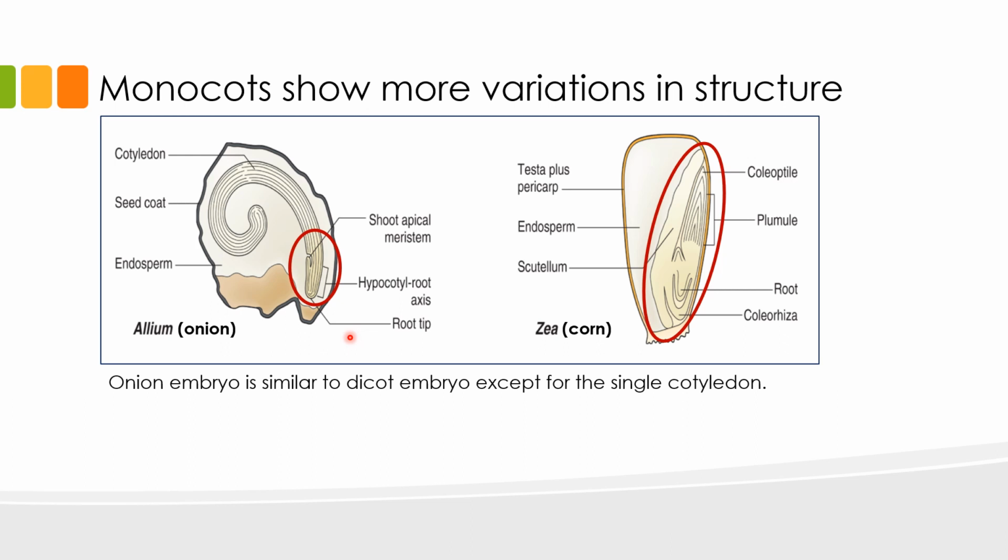Now the onion embryo is almost similar to the dicot embryo in having an embryonic shoot, stem, and root, but it differs to a dicot embryo in having only a single cotyledon, and that is the structure that you see here. To the right, we have an embryo composed of a plumule encased in a coleoptile and a root encased in coleorhiza. Additionally, the single cotyledon has been modified to form the scutellum, which is the structure that you see here. The scutellum is an absorptive organ that lies adjacent to the endosperm.